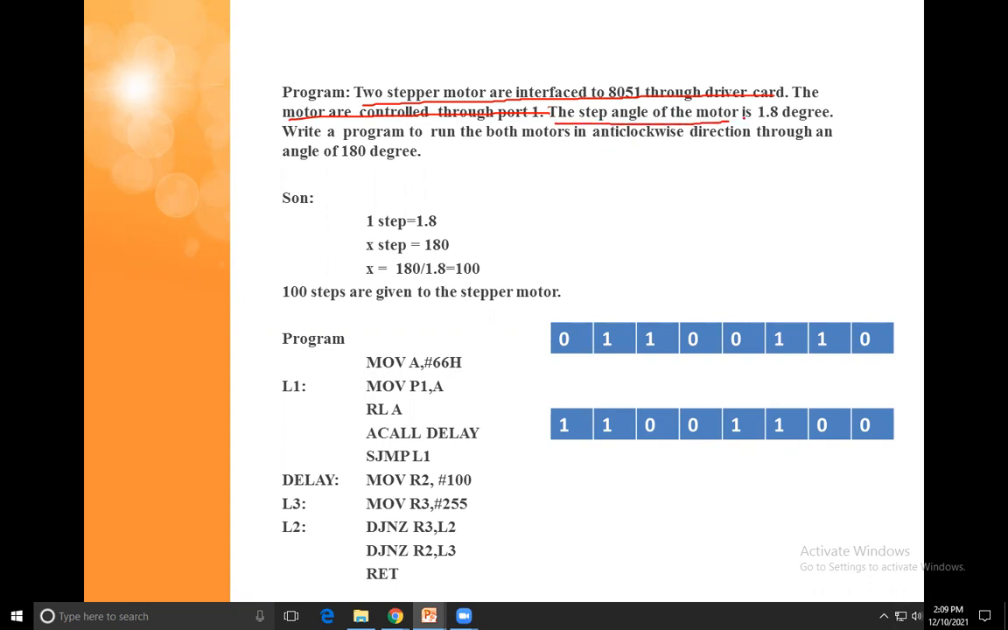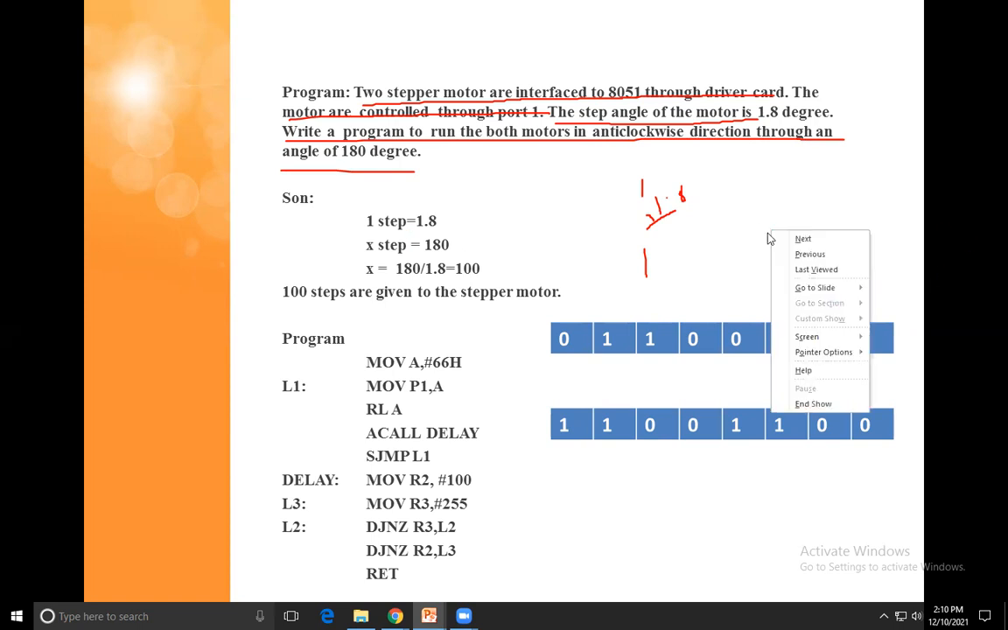The step angle is 1.8 degrees, which means that for each stator step, the motor rotor will move through an angle of 1.8 degrees. So this angle of 1.8 moves the rotor clockwise or anti-clockwise. Okay. Then write a program to run the motor in the anti-clockwise direction through an angle of 180 degrees. So you have to rotate the motor in the anti-clockwise direction through 180 degrees.